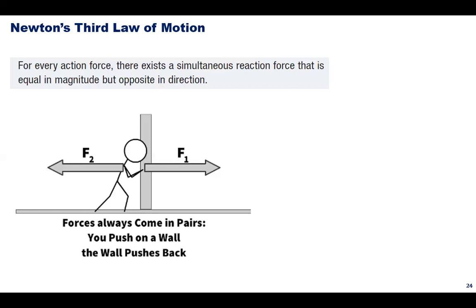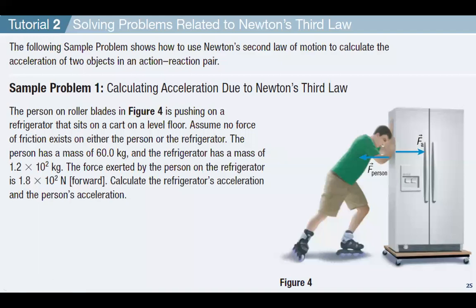Newton's third law states that action-reaction forces always come in pairs. According to Newton's third law, these 2 equal and opposite forces must always act on different objects. Next, let's have a look at another tutorial in which we'll use the equation for Newton's second law of motion to demonstrate Newton's third law of motion. Okay, now let's have a look at this tutorial, solving problems related to Newton's third law.